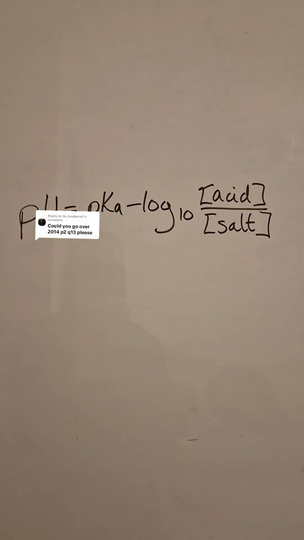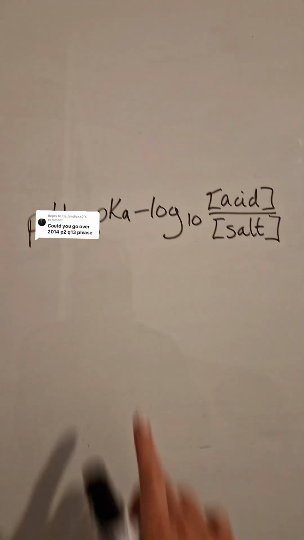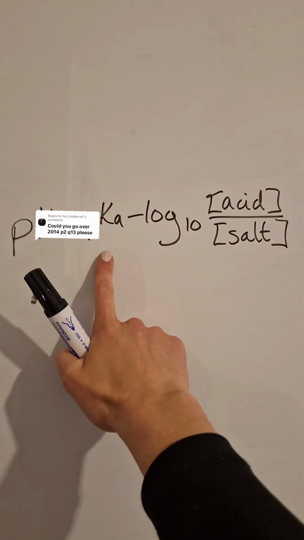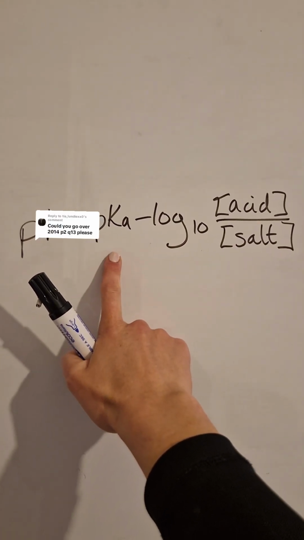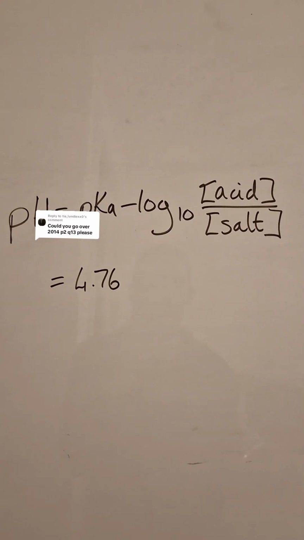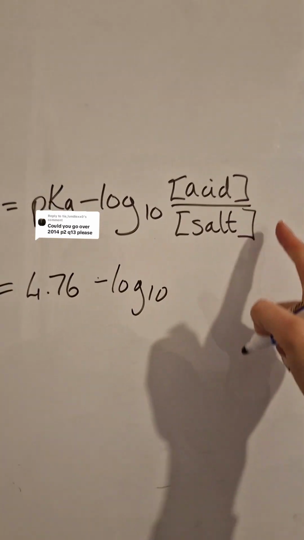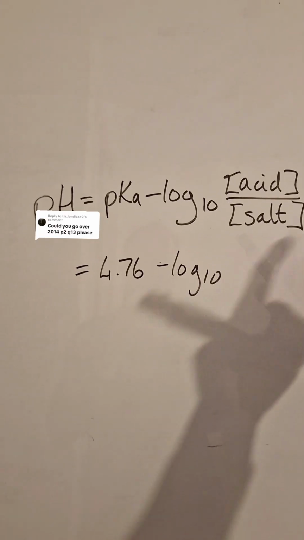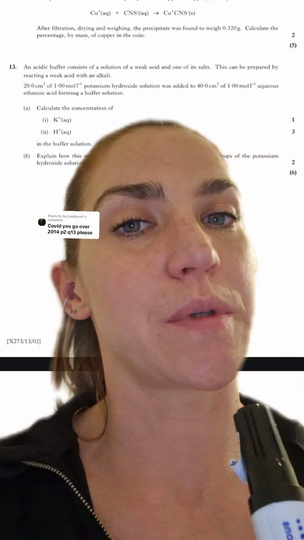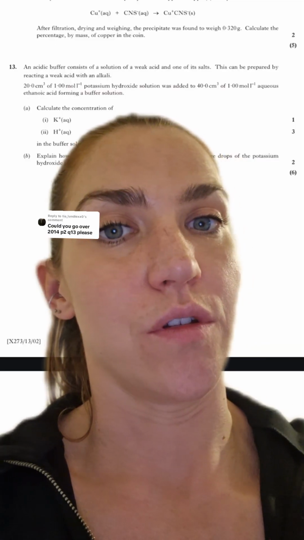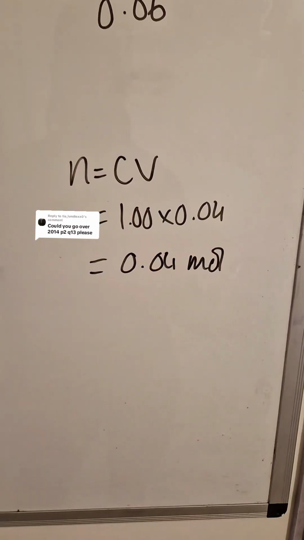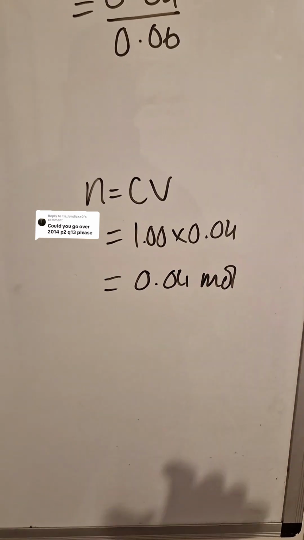So if we start off with our pH of a buffer calculation, the pKa is that of ethanoic acid, so you will find that in the data booklet. That is 4.76 minus log 10 of the concentration of our acid divided by the concentration of our salt. So to work out the concentration of our acid, we do something very similar to what we did with the potassium hydroxide. We do the concentration times the volume. Doing that then gives us 0.04 moles.